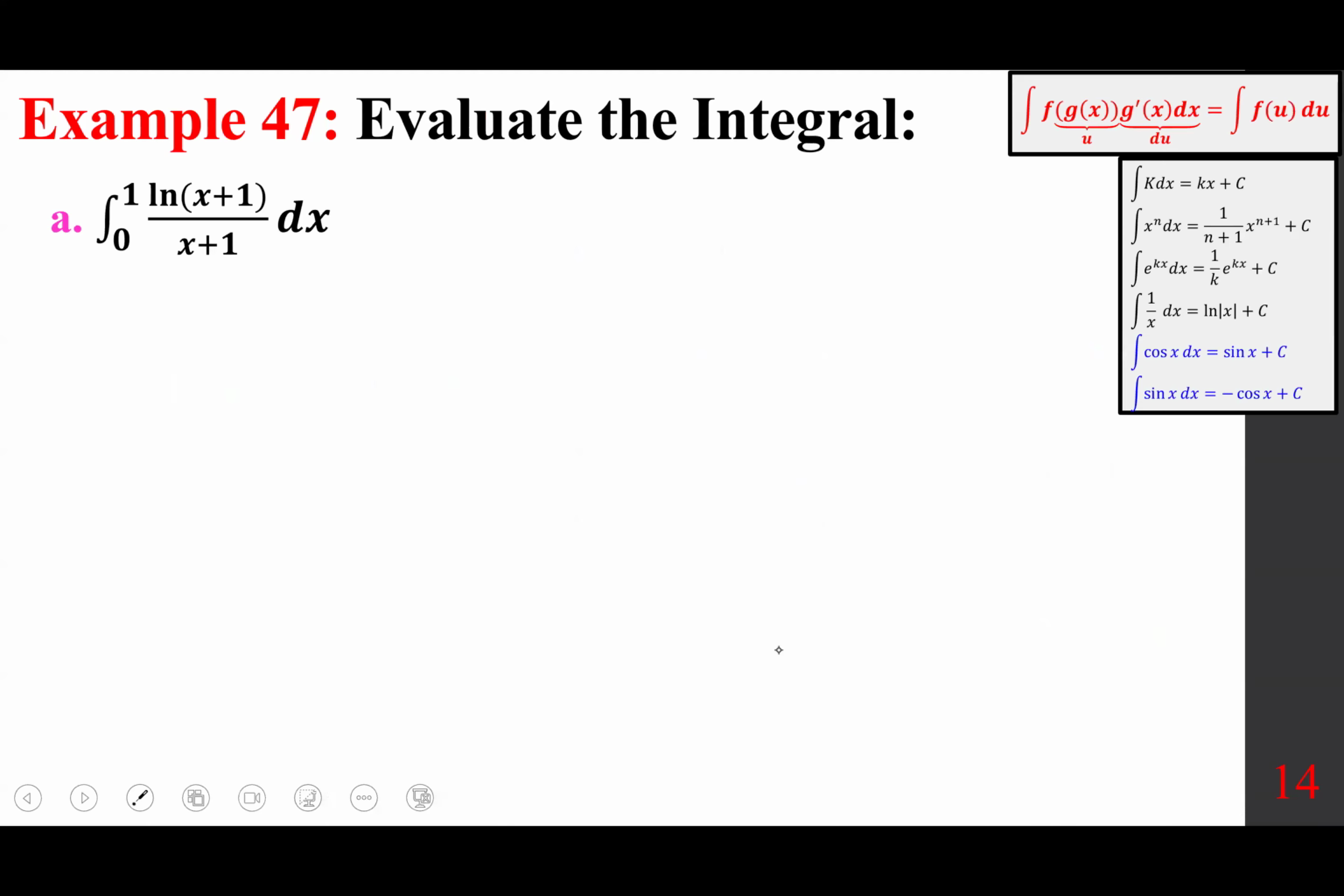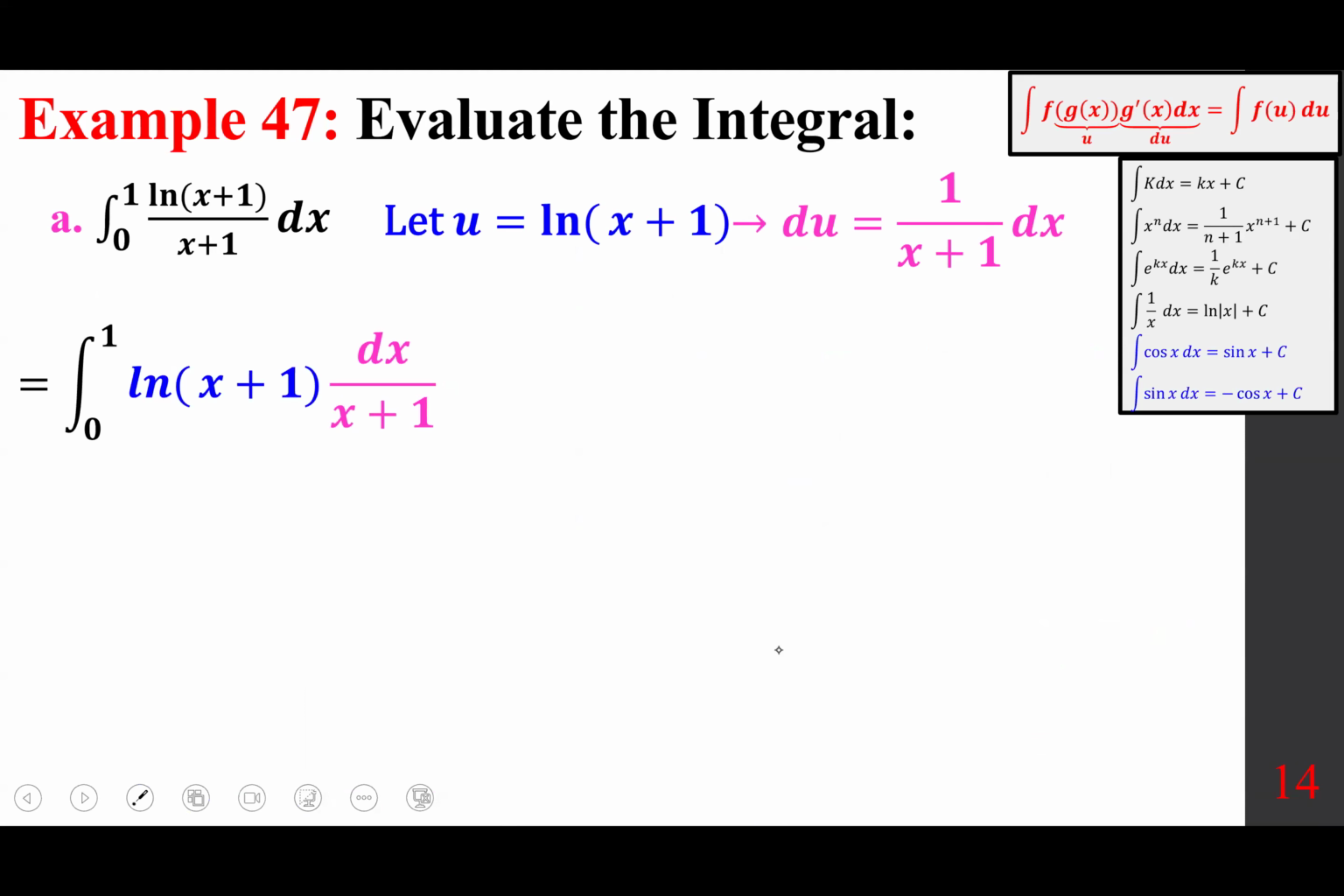Again, natural log is involved. That's the choice of u. As you know, the derivative is 1 over x plus 1 times 1, or simply 1 over x plus 1. So du is the same thing times dx. And we are going to rewrite this. It becomes clear to everybody that we have u times du.